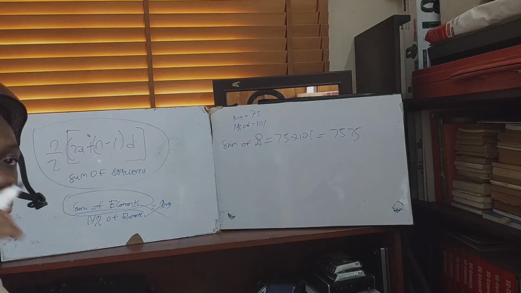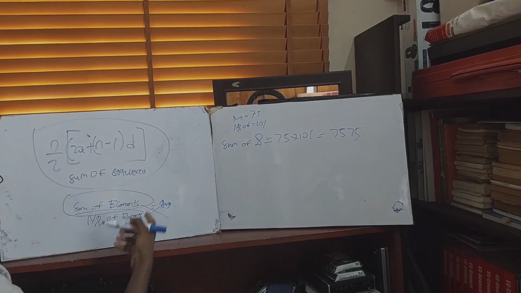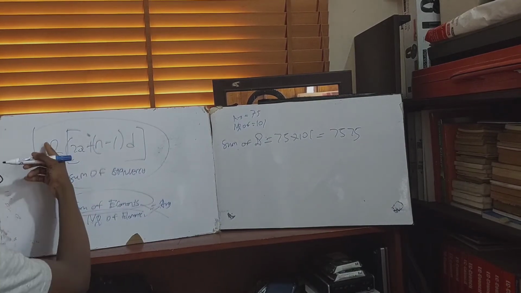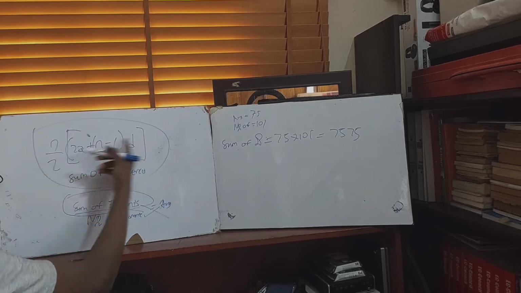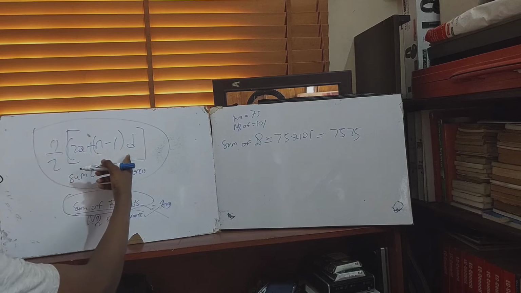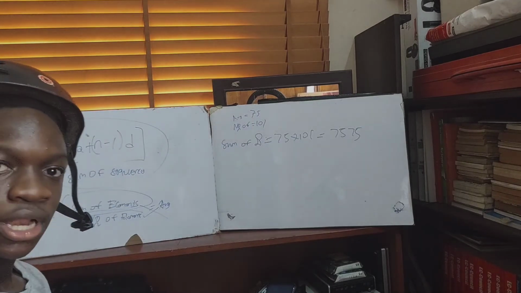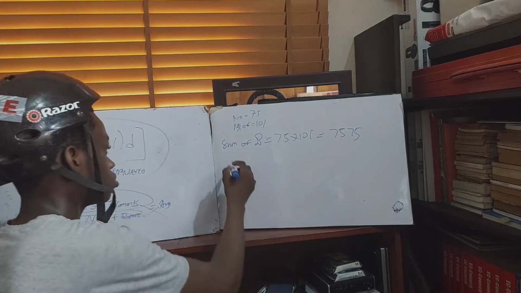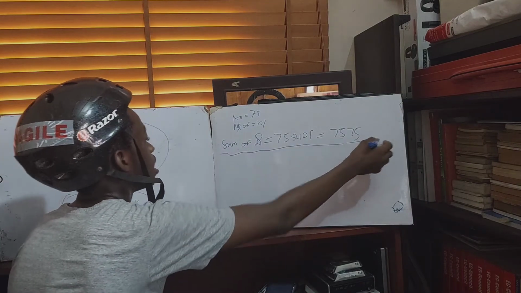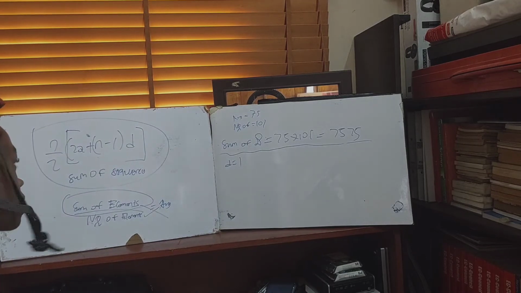Now we have to remember one formula we did when we were doing sum of sequence, series, and all that. We have this formula for sum of sequence, which is n number of elements over 2, open bracket, 2 times the first number plus number of elements minus 1 times the common difference. Now when they say consecutive numbers, that means the common difference is 1. So I'm just going to write that the common difference is 1, when they say consecutive numbers.